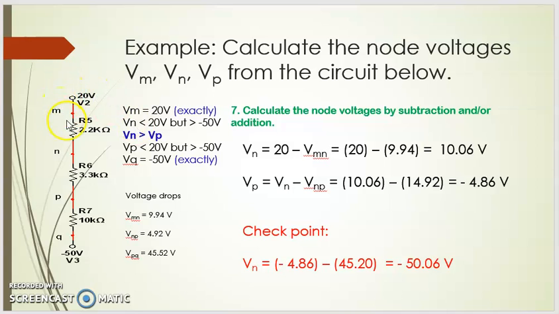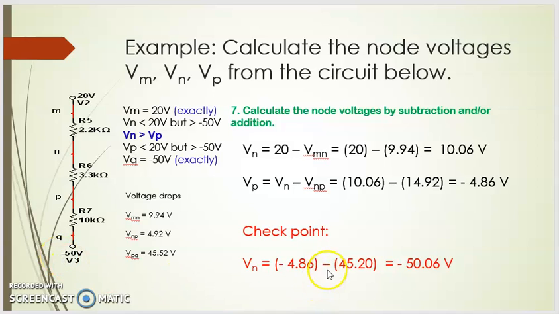Having calculated the voltage drops and done an estimation, we're in a better position to calculate the node voltages, because based on our estimation, Vn should be less than 20. So we're going to take 20 volts, we subtract the voltage drop across resistor 5, which is 9.94 volts, to give us a voltage at point N of 10.06 volts. We know that Vp will be less than Vn, so we're going to take Vn, subtract 14.92 volts, which gives us minus 4.86 volts. We can see minus 4.86 is less than 10.06, but minus 4.86 is also greater than minus 50 volts. So our values are within 20 volts on one side and minus 50 volts on the other.